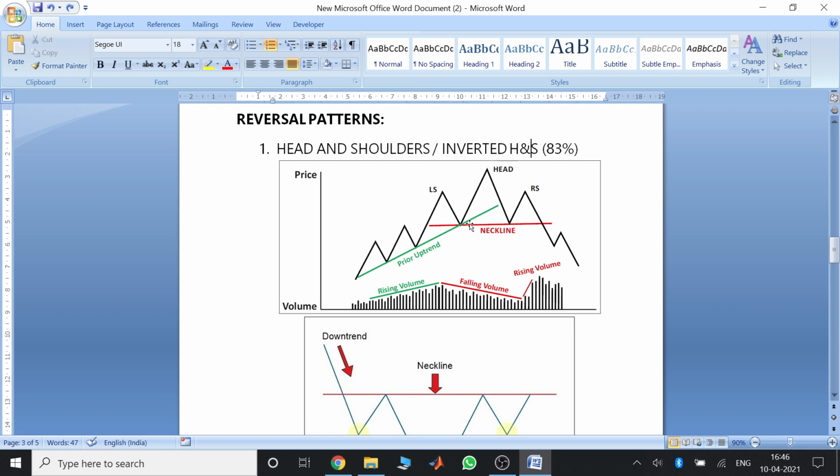So as you can see, price is in an uptrend, a prior uptrend, which means before the pattern is formed, it is in an uptrend. And then the left shoulder, this is what we call the left shoulder. One high is formed, and the second high, which is called the head, is a higher high compared to the left shoulder. Now the third high which is formed is a lower high. So when the stock is in an uptrend, we say it forms higher highs and higher lows, but then this third high is a lower high, which means buying pressure is weakening.